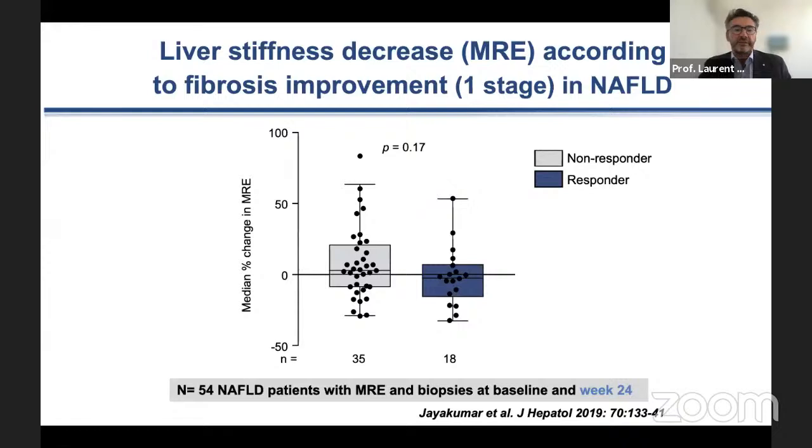Now, what about NAFLD? We have very few studies so far. One study from the group of Rohit Loomba. You can see it's a small group of patients, 54 NAFLD patients. This is MR elastography, with biopsy at baseline and week 24. And although there was a decrease in liver stiffness in responders as compared to non-responders, still the difference was not significant.